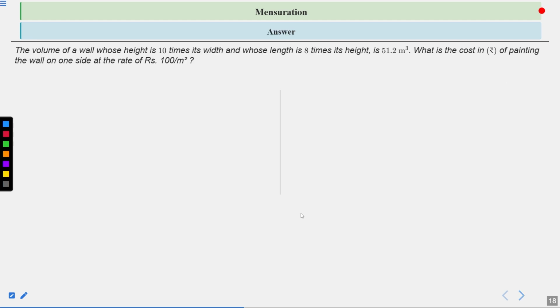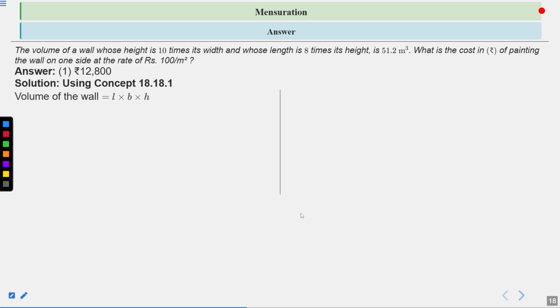The question says that the volume of a wall, whose height is 10 times its width and whose length is 8 times its height, is given as 51.2 cubic meter. Now what is the cost of painting the wall on one side at the rate of 100 rupees per meter square? So we can calculate it. The correct answer of this question is the first one, which is 12,800 rupees. Now see the detailed solution using concept 18.1.1.